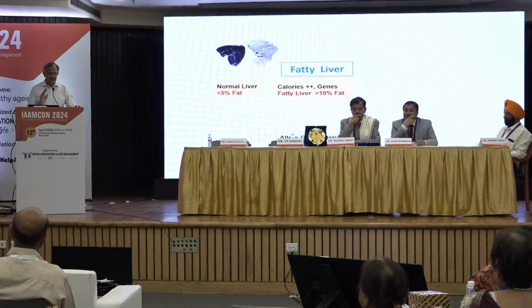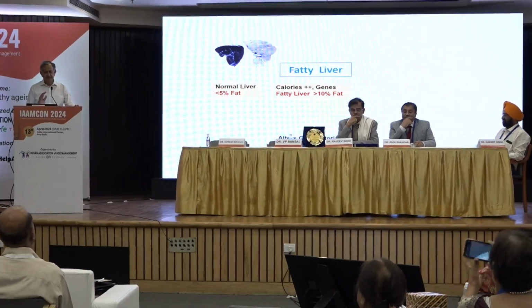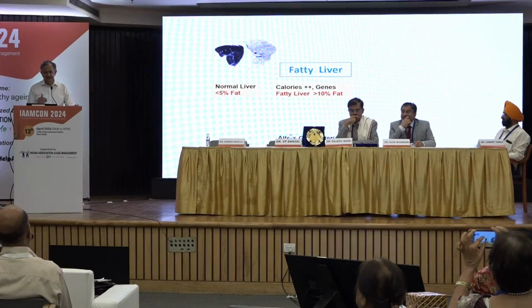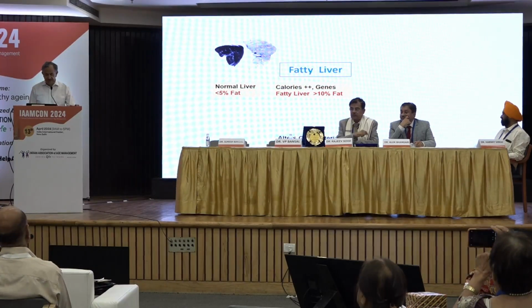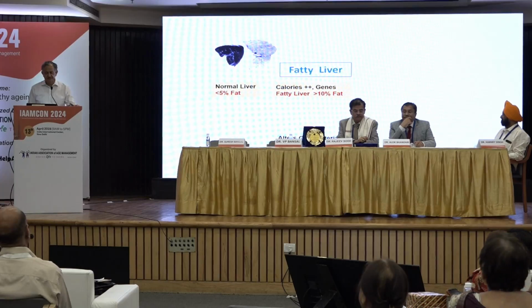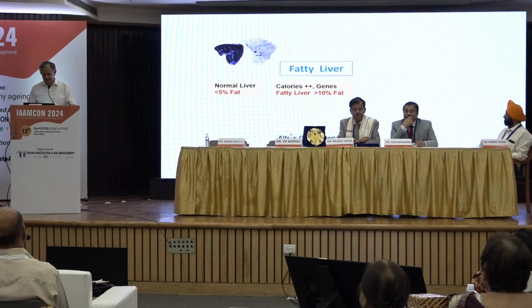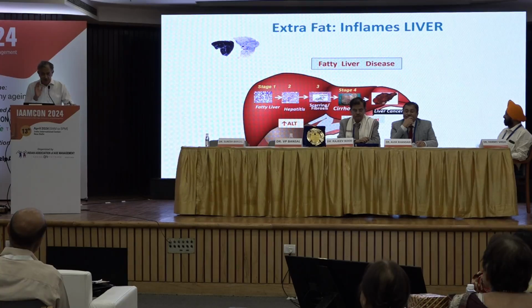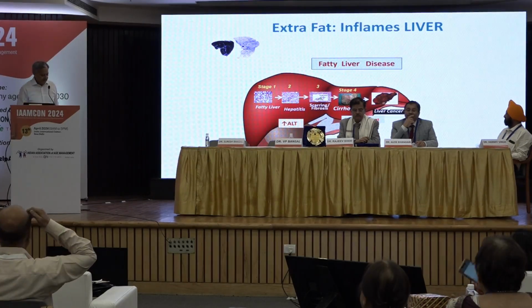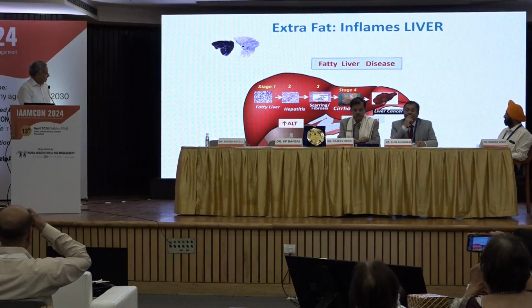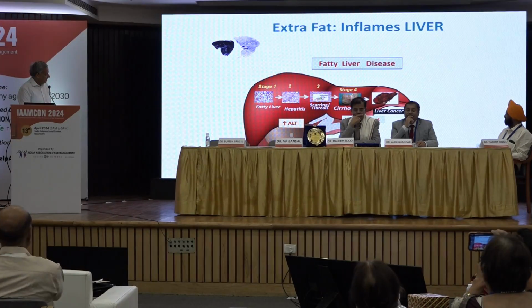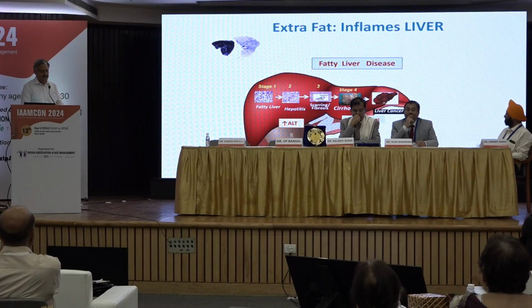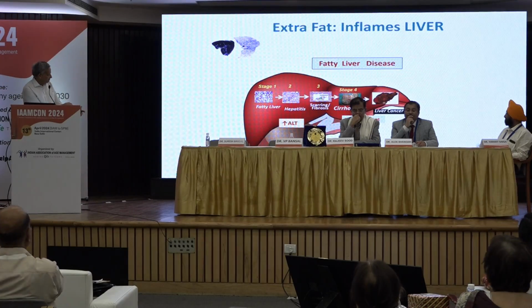Liver should have less than 5% fat. If it is more than 10%, it is fatty liver. And this comes because of your parents or extra calories, and it changes your gut bacteria. Now, this is not a complicated slide. Just see that you have liver, and each of these is a liver biopsy. Each cell has fat. This is white, means fat.